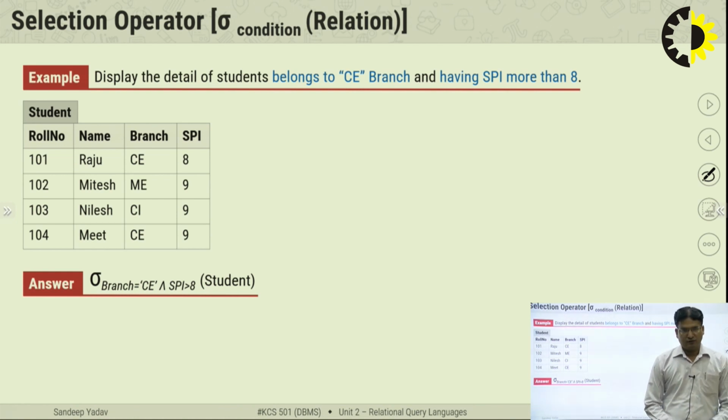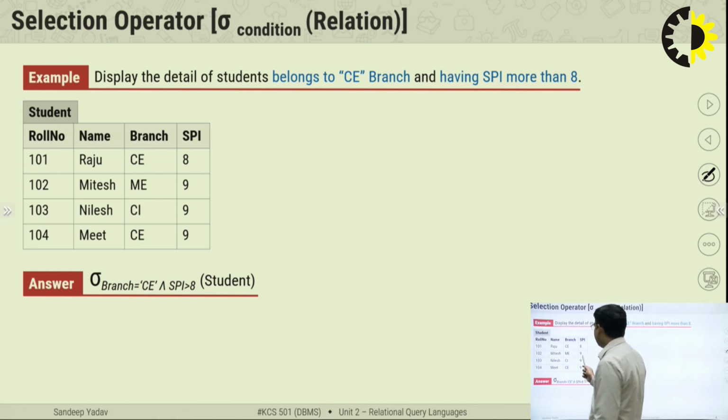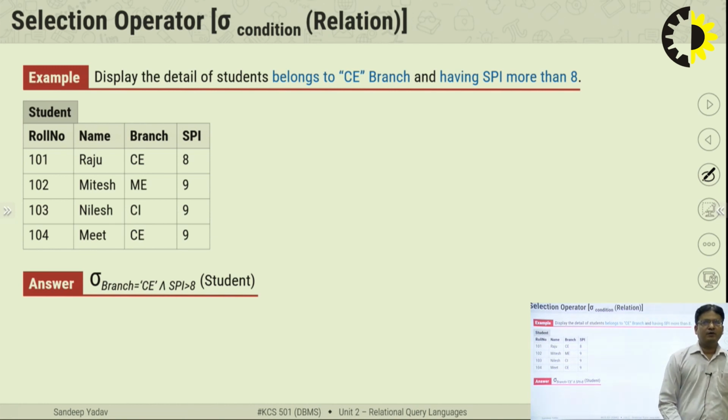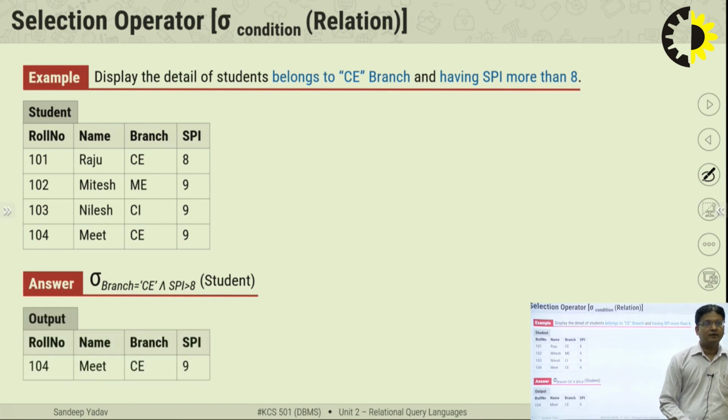The select operation is actually performing horizontal partitioning, that is, it divides our table into two parts, one that meets the condition and one that does not meet the condition. So, the whole purpose of the select operation is the horizontal partitioning of the relation. Now, this will be the output: 101 meets branch civil and SPI greater than 8, which satisfies the condition.